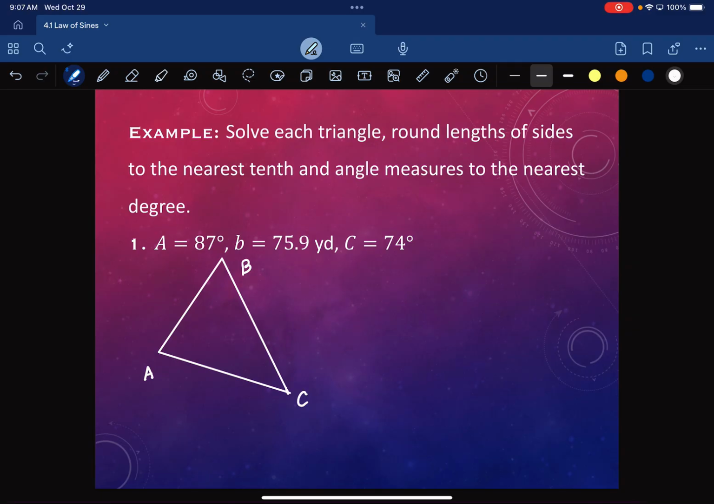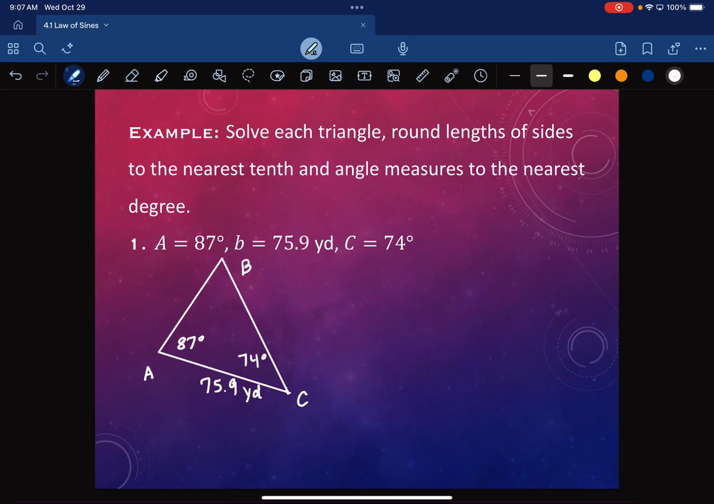We want to remember that the angle A that we've got listed here is going to be opposite the side A and so forth. So right now I've got some things listed. It says angle A is 87, so here's 87 degrees. Side B, which would be opposite angle B, would be down here, is 75.9 yards. And angle C is 74 degrees. These are the three pieces of information.